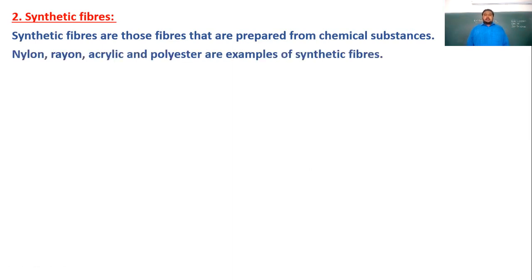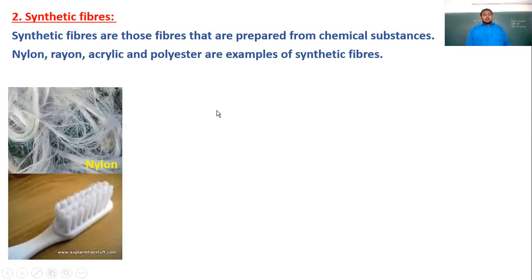Examples: nylon, rayon, acrylic, and polyester are some examples of synthetic fiber. You might have heard about these fibers. And not only for making clothes, but these fibers are used for several other things also, like this brush. This brush is made from nylon fiber.